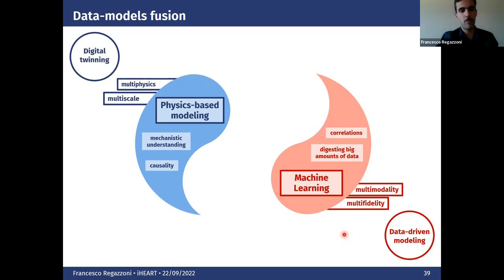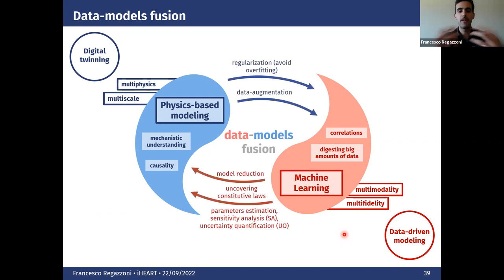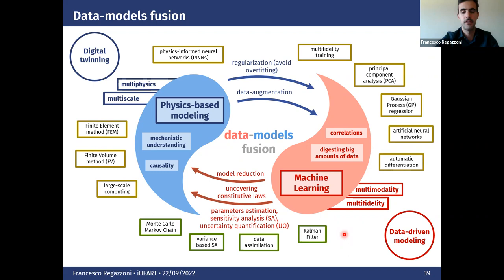And on the other hand, we have machine learning that is instead based on the idea of correlations, on trying to start from data to infer relationships. And I think that these two worlds are not in contraposition one to the other, but they are somehow complementary, and we can reach what we call the data models fusion. For instance, physics-based modeling can help machine learning, for instance, for regularization, for data augmentation. And instead, machine learning can help physics-based modeling for model order reduction, to uncover constitutive laws, or for tasks such as parameter estimation, sensitivity analysis, or uncertainty quantification. And here I collected a list of tools that belong to one world or the other or to the interface of the two of them.